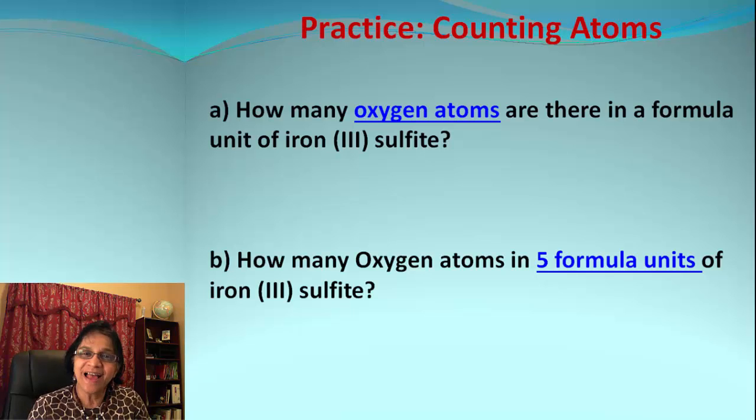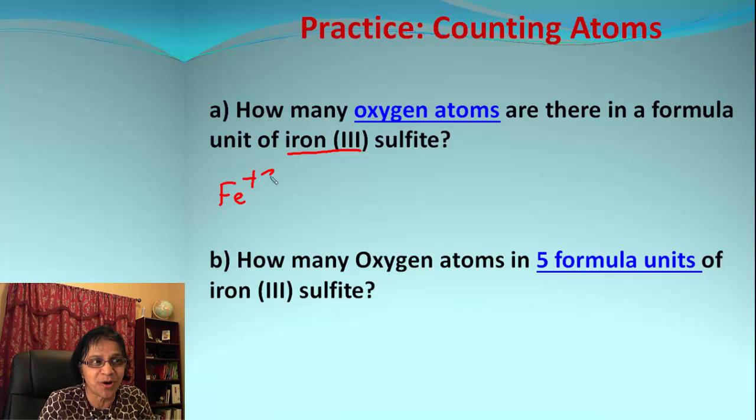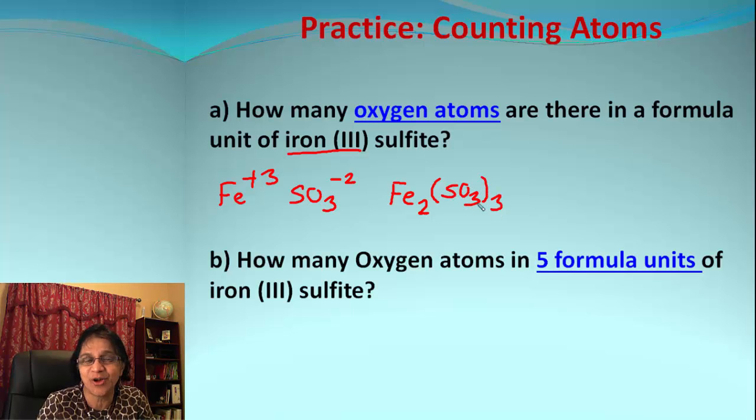The first question is, how many oxygen atoms are there in the formula of iron 3 sulfite? Let's get the correct formula. Iron 3, that means it is Fe with the charge positive 3. Sulfite is SO3 with negative 2 charge. So, can you write the correct formula? I am sure you can. It will be Fe2, and then we will need how many sulfite? We will need 3 of those.